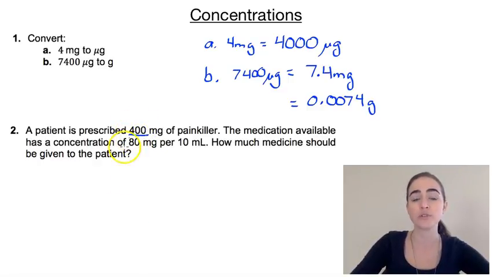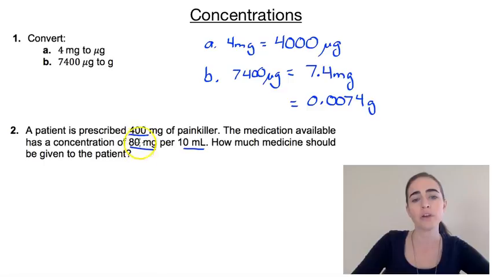Our second question says a patient is prescribed 400 milligrams of a painkiller. So that's the dosage that they need. The medication that's available has a concentration of 80 milligrams per 10 mils. And we want to know how much medicine we're going to give that patient. So we know this concentration, and we need to figure out how many mils we're going to give that patient.